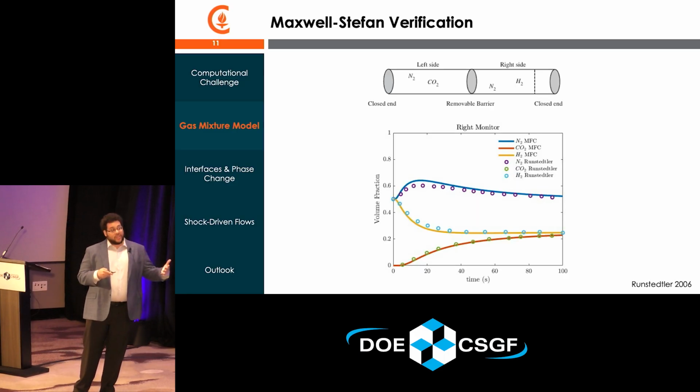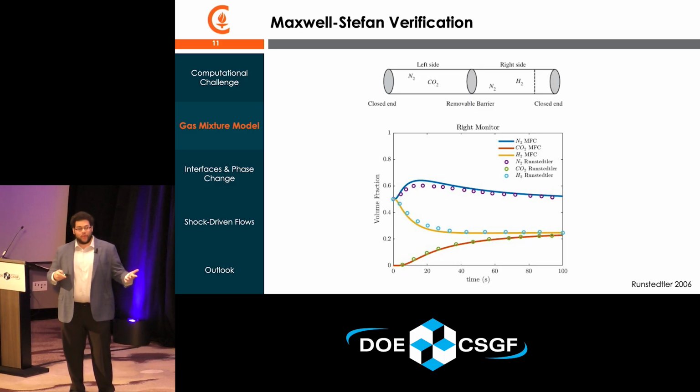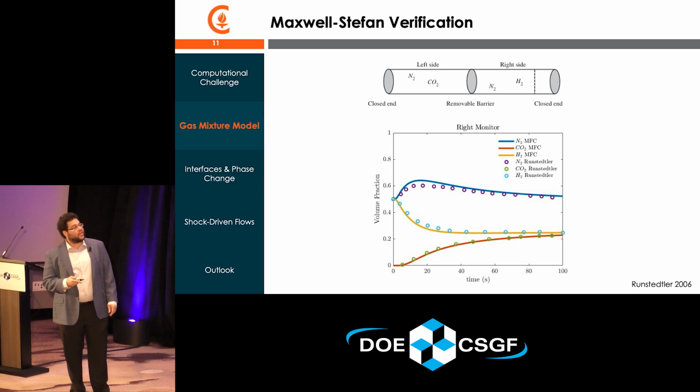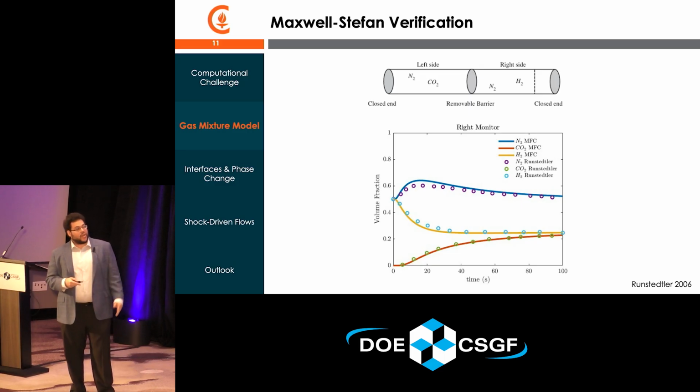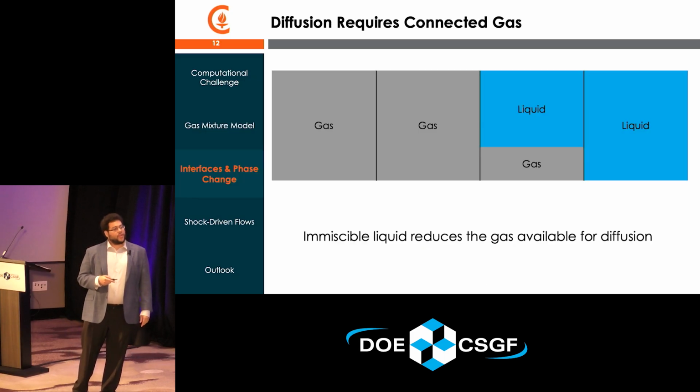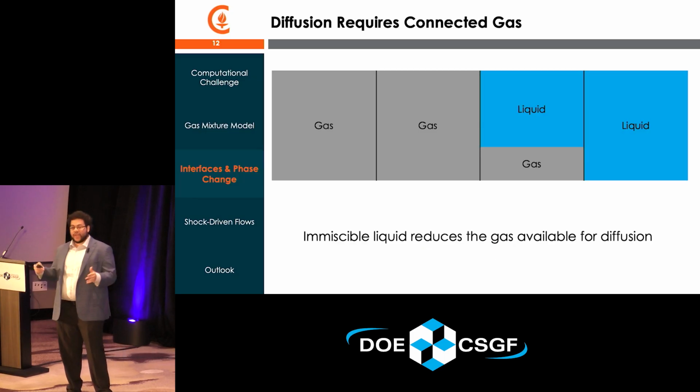So let's move on to multi-component diffusion. If we have more than 2 gas species, you can't use binary diffusion anymore. Let's do Maxwell-Stefan. All I did here is essentially the same test case. We just add some hydrogen, and we'll monitor the volume fraction evolution at this monitor, and you can see that we get good results. So at this point, we are very confident that for pure gas simulations, our mixture formulation is valid.